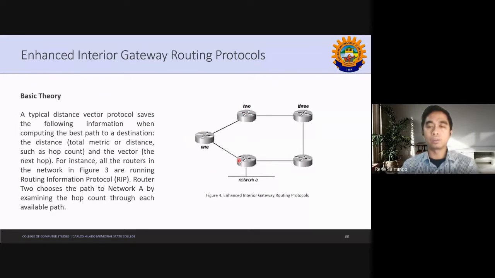So you switch to another path to access network A. This one has three hops, but the other one has only two hops going to network A.